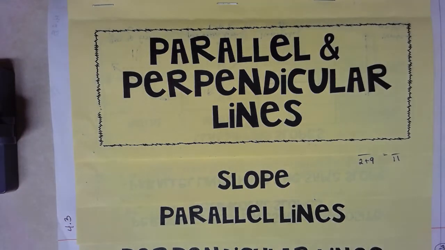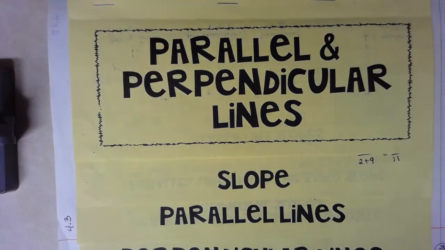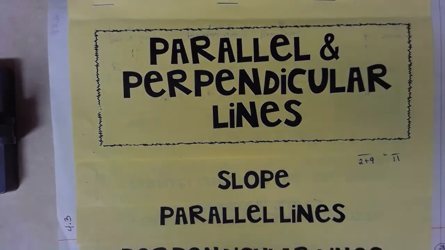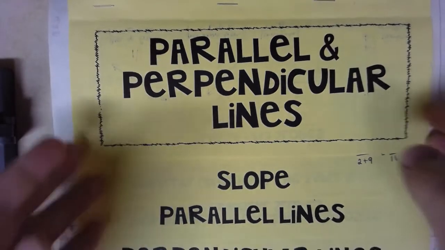All right, so Unit 4, we're going to continue with Unit 4 now. We're going to go into Section 4.3. And so in Section 4.3, we're going to start talking about parallel and perpendicular lines. And we're going to also start focusing in on the slopes of these lines. Okay, so let's get started.